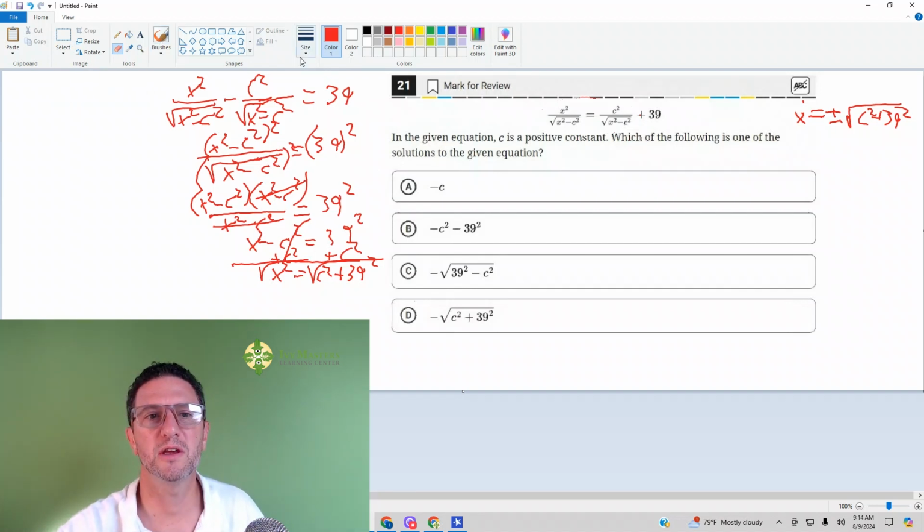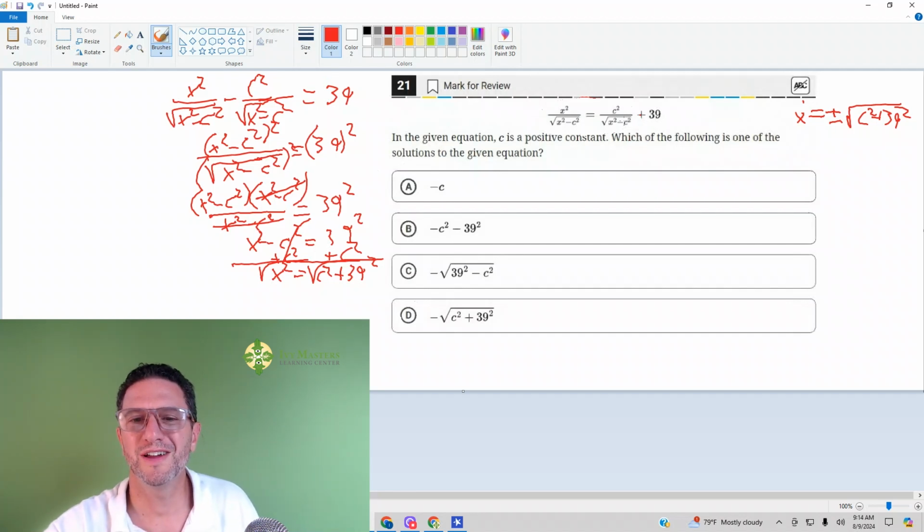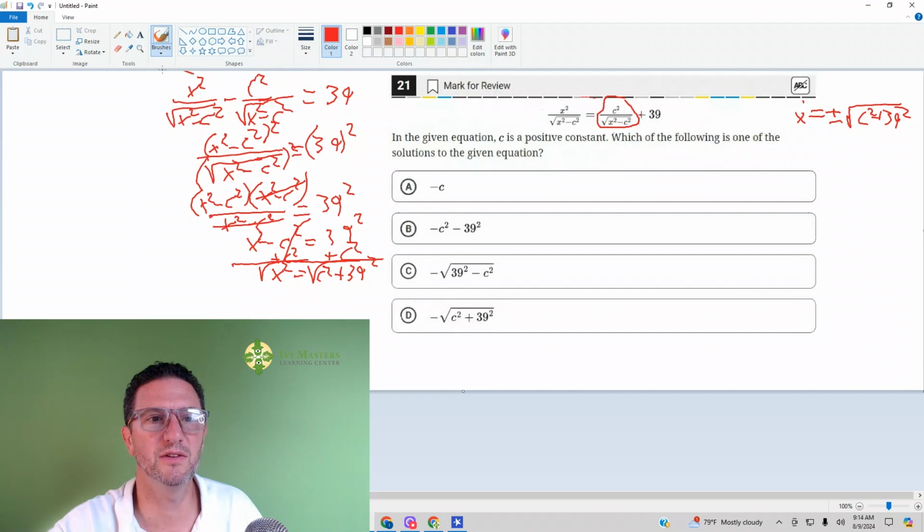Number 21 reads: given the equation, where c is a constant, which of the following is one of the solutions of the equation? So the solution is going to be x. We've got to get x alone. In order to do that, I'm going to subtract this from both sides. And what I get is this right here.